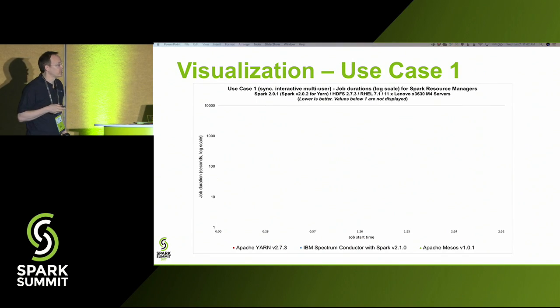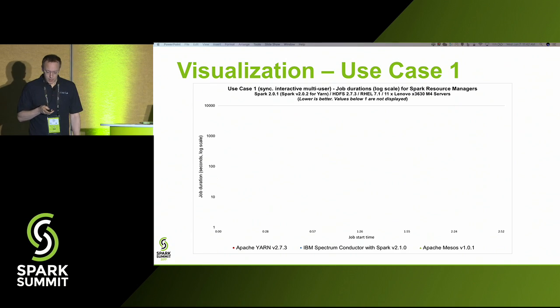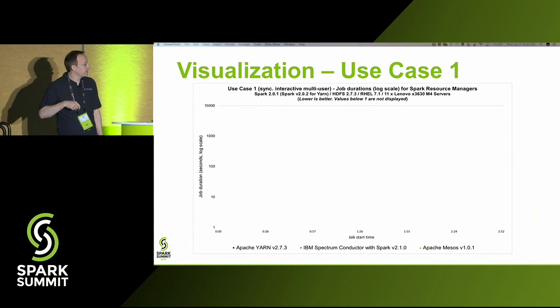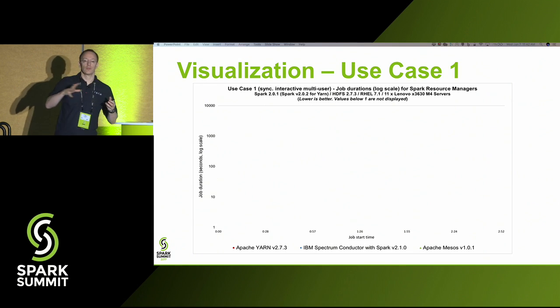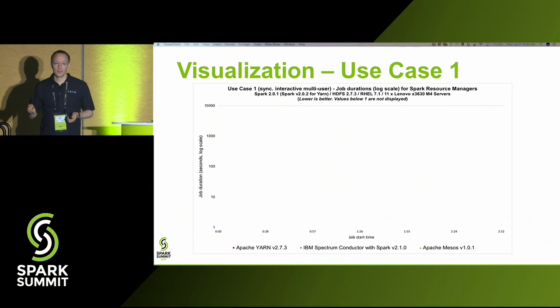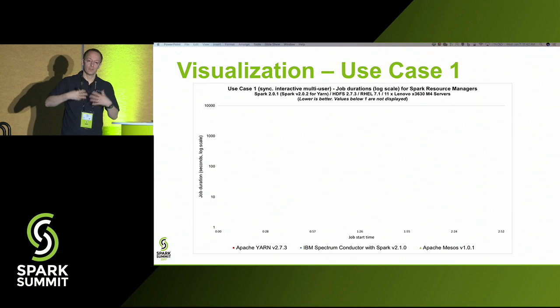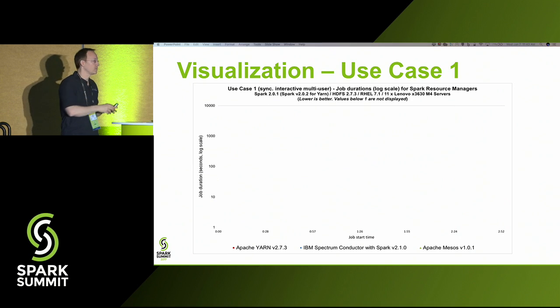So I want to start with some visualizations, and just to orient you, let's see if this pointer works. Yeah, it does. Our horizontal axis here is time during the test run, and specifically it's the job start time. We're going to show you all three resource managers that Michael mentioned: Yarn, Mesos, and IBM Spectrum Conductor with Spark, probably the longest named resource manager in the industry. We didn't run these simultaneously. We ran them on the same cluster, one right after the other, but I'm going to show them simultaneously so you get a consistent view.